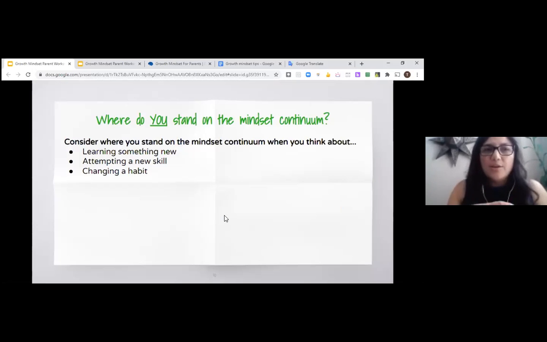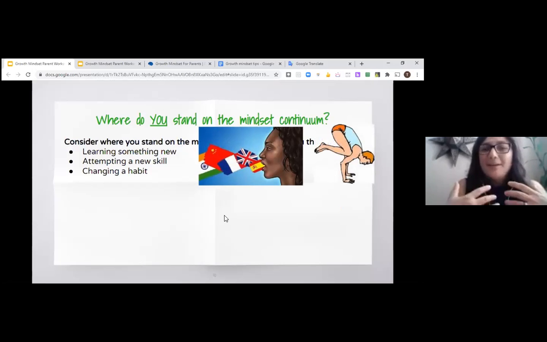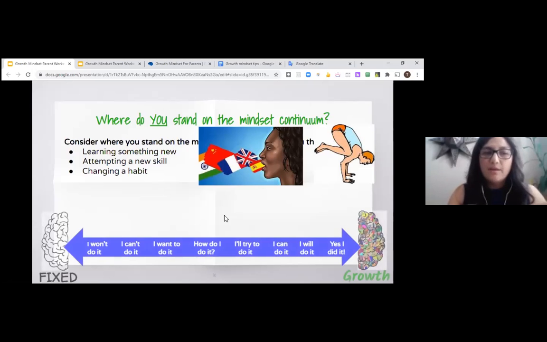Now that you know a little bit of the fixed and the growth mindset, think of where you stand on this mindset continuum, especially when you're having to learn something new. Like maybe learning a new language, for example, or attempting a new skill. Maybe if you're a yogi, trying this new skill, this pose here that seems really challenging, or trying yoga for the first time, or changing a habit that you want to break. Where do you fall on this continuum?